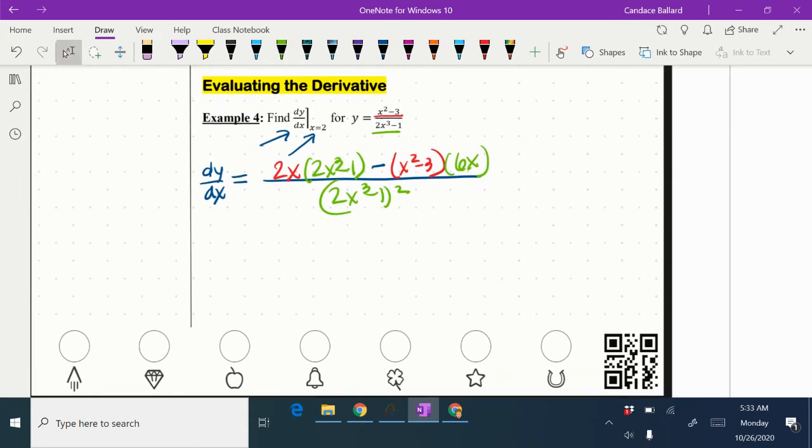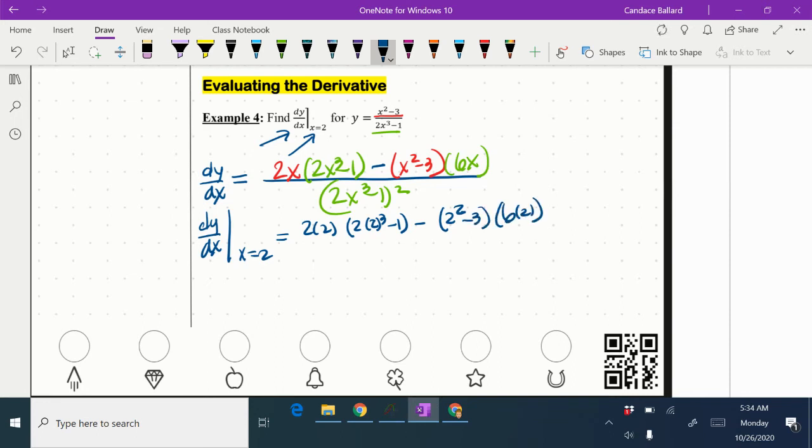Now, I'm not going to simplify it because I'm plugging in a number, and I find that when I plug the number in, it's easier to just plug the number in, and it will simplify from there. So dy/dx, and I'm going to evaluate that at x equals 2. So 2 times 2 times (2 cubed minus 1) minus (2 squared minus 3) times 6 times 2, all over (2 times 2 cubed minus 1) squared.